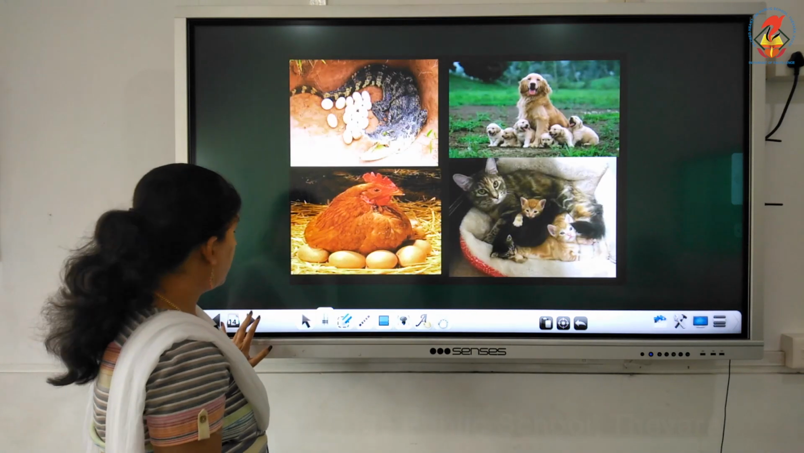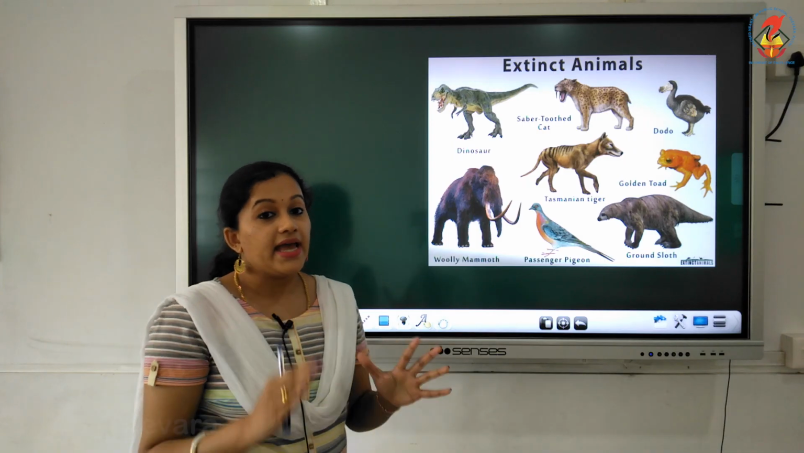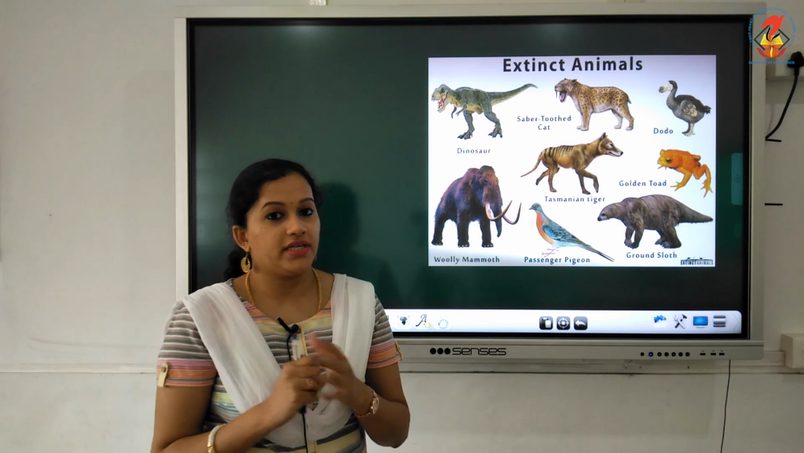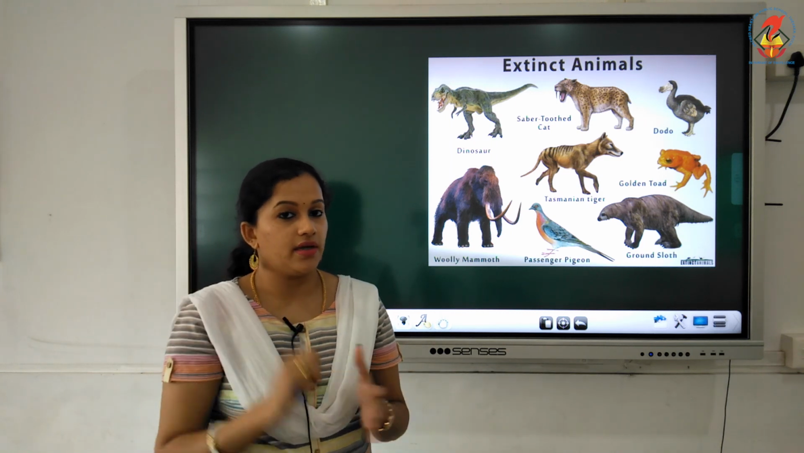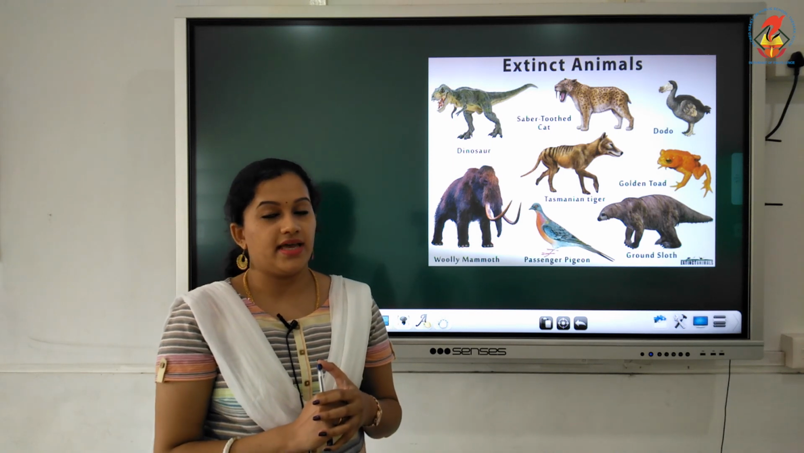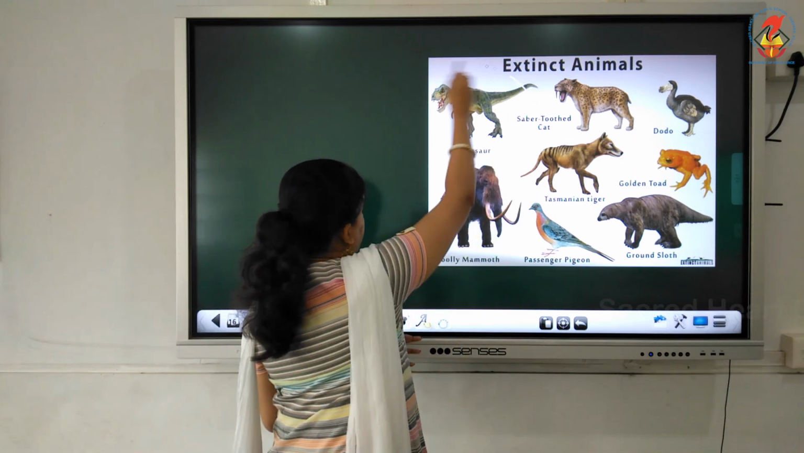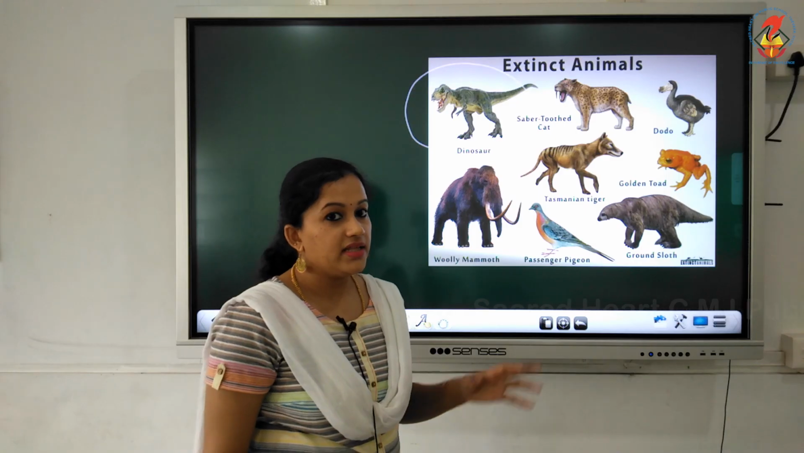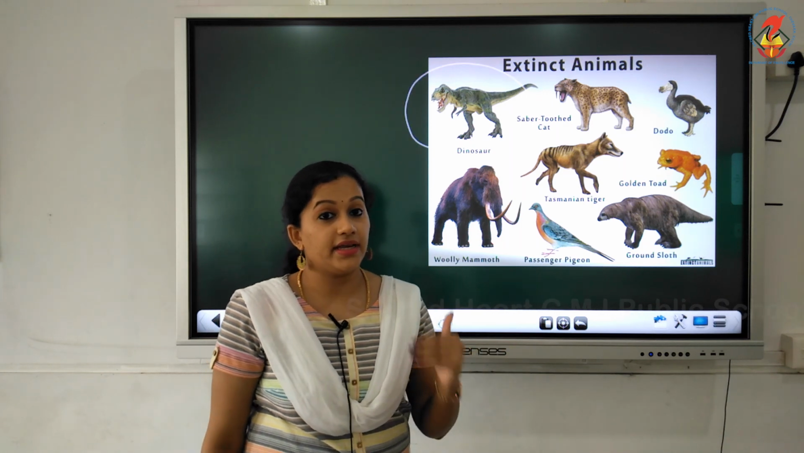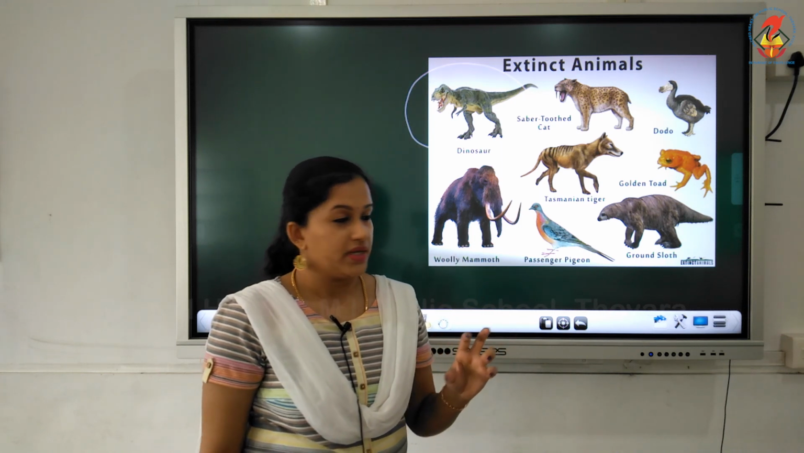Next, let us learn about the extinct animals. Okay, extinct animals. Extinct animals means animals that are no more in existence. They all died out from the earth. Such animals are called extinct animals. The example that you have to study is the dinosaur. Other than that, there are also other animals that died out. We cannot see such animals on our earth now.